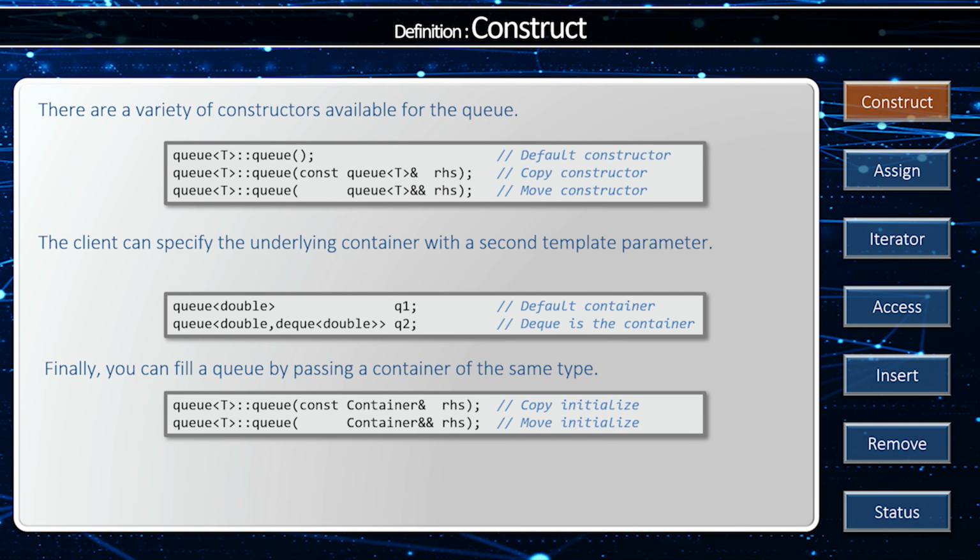The queue has the usual default constructor, copy constructor, and move constructor. But the queue is also a container adapter, which means it's built from another container. The default container is a deque, but we can specify anything we want, like a list or even a vector. And we can also copy the contents of the container adapter into our queue.